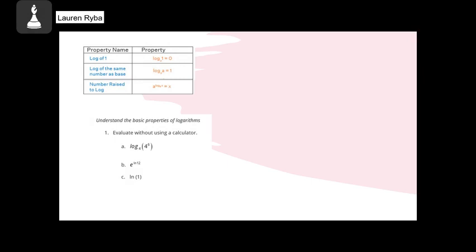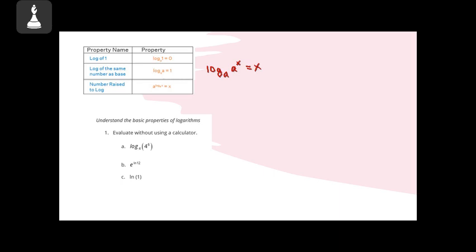So here's the first basic property. Log of 1 is the property name, and the answer is 0. So log of any base asking for 1, the answer is 0. Next one, log of the same number as the base. So if we have log base a of a, it's going to equal 1. Now that also means, similarly, if I have log base a of a to a power, let's say x, the answer is x.